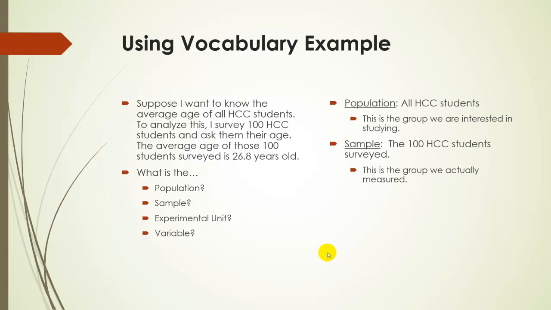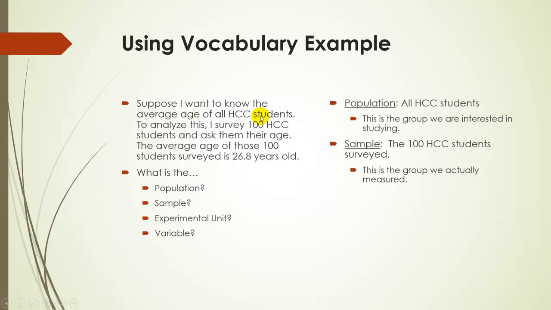The 100 HCC students surveyed. All right, the next part is usually the trickiest. It's what is the experimental unit? So this is the actual person, the actual thing, the actual whatever that you looked at. The easiest way to find it is to look here where it says, I survey 100 HCC students. Well, since we looked at 100 HCC students, an HCC student must be the experimental unit.